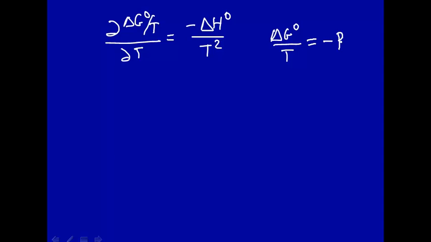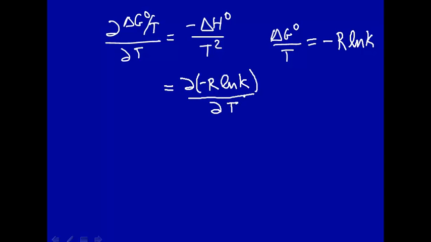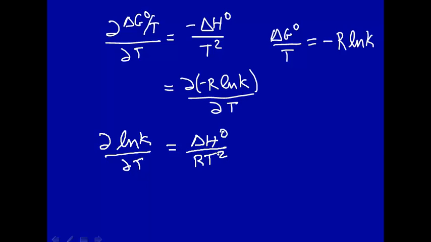So minus R times the natural log of the equilibrium constant K. This is also equal to how the minus R times ln K changes with temperature. So let's rewrite this. Let's just do the ln of K versus temperature, and we're going to put the minus R over there. That's equal to delta H0 over RT squared.